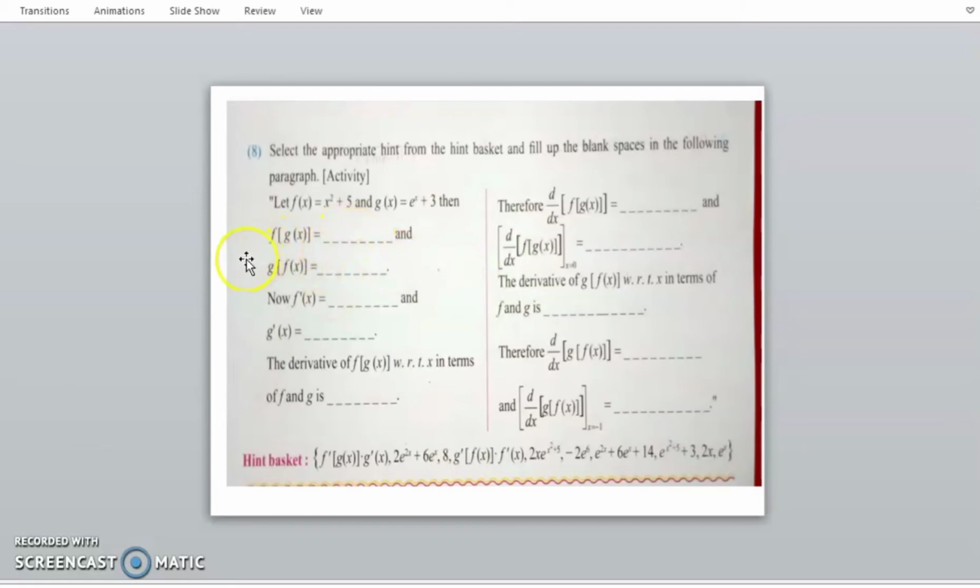This is the given activity in exercise 1.1 in the textbook, where the examples are solved in the same manner, but there is a hint basket in the end which has to be used to fill up these blanks. I'll take a similar activity at the end of this discussion, but I will not use this hint basket. You can solve this activity at home as homework. So let us start our discussion for today.